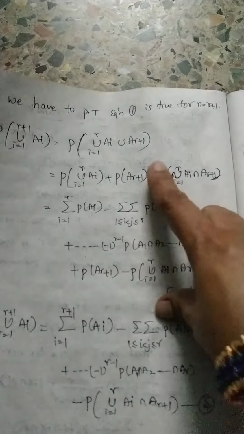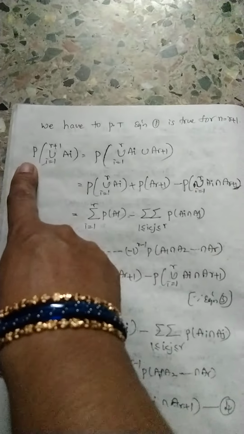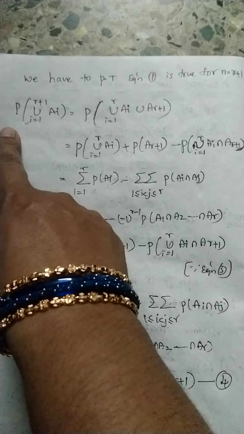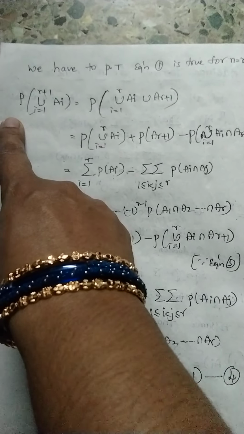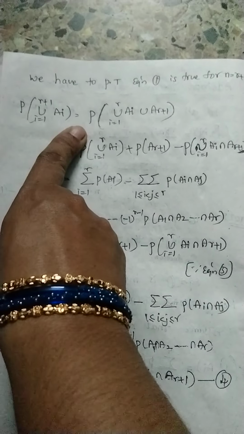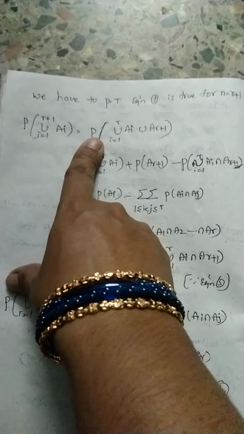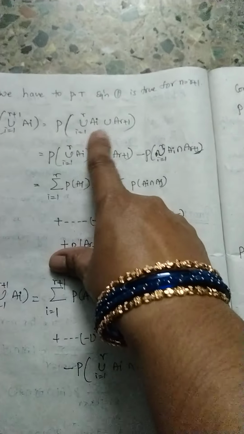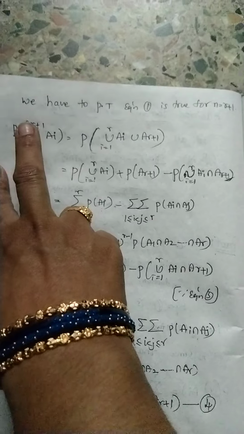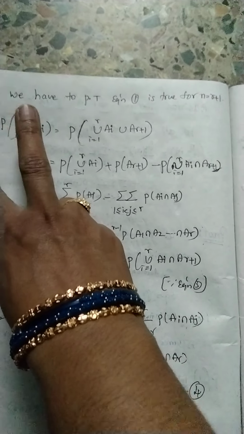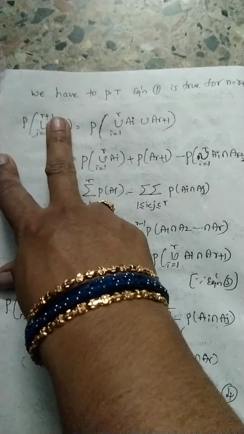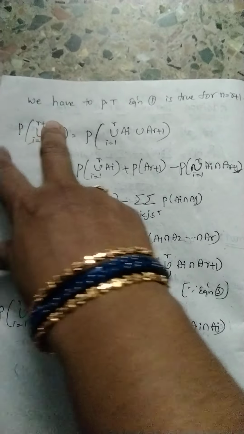We have to prove that equation 1 is true for n equal to r plus 1. That means probability of union, where we take the value of n as r plus 1. That is, probability of union i equal to 1 to r plus 1 of Ai is equal to probability of union i equal to 1 to r of Ai union A(r plus 1). That means we are going to split the terms up to r and then r plus 1. Just wait a minute.